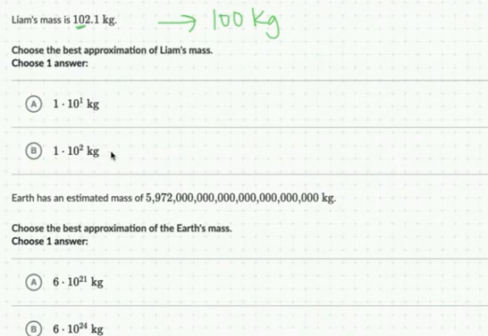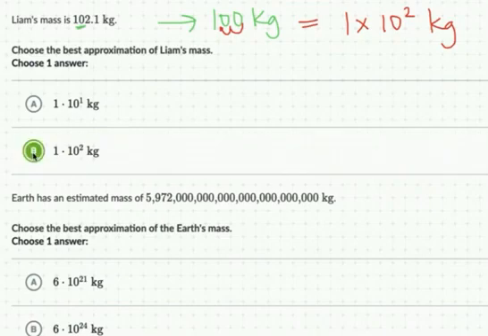Now we just need to write it in scientific notation. So I am going to get a different color and I'm going to see after my 1 how many decimal places there are. 1 and 2. So this becomes 1 times 10 to the 2nd power kilograms. That would be B. If it were 1 times 10 to the 1st power, it would just be 1 times 10, which is 10. This right here is 1 times 100, which is 100. Okay? So this one is way too small. This one is 100. 100 has 2 zeros.